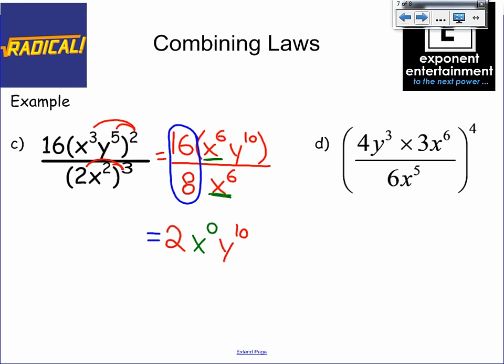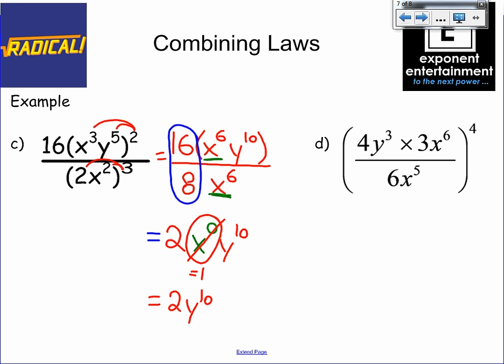We then use our zero law to remind ourselves that anything to the power of 0 is 1. So this x to the power of 0 we see there is actually just equal to 1, which means we can basically cross it out. And we are left with 2y to the power of 10. The reason we basically cross it out is because 2 times 1 is just 2.